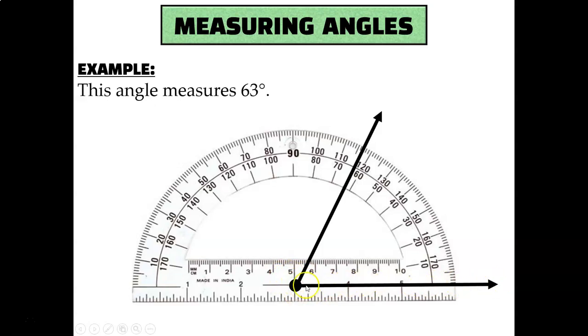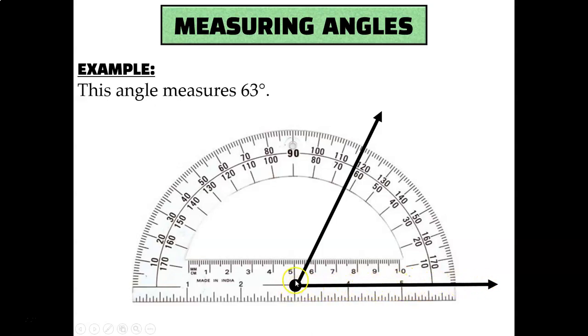Since our starting side is pointing in this direction, it comes off to the right, we're going to want to use the inside markings of this protractor to figure out my angle measure, because the inside markings are the ones that start at 0. The other markings, the outside ones, start at 180. It wouldn't make any sense to start at 180. We need to start at 0. So this side starts at 0.